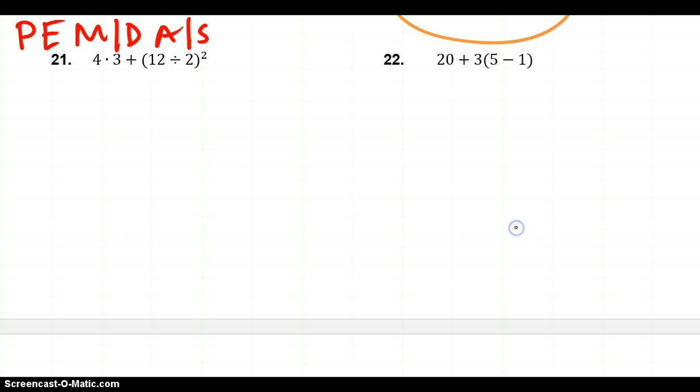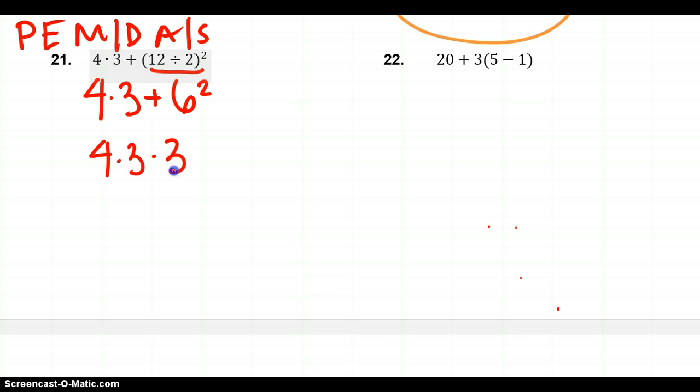First things first here, I need to do my parentheses. So it's 4 times 3 plus 6 squared. All I did was 12 divided by 2. Next, I do my exponent, so it's 4 times 3, plus 36. All I did was my exponent. Now I multiply, 12 plus 36, and finally add to get 48.